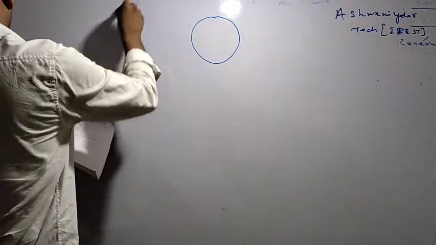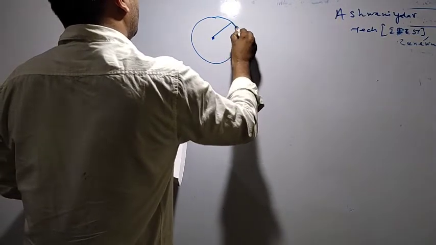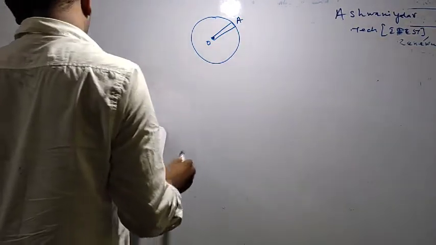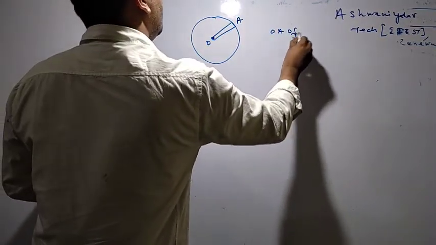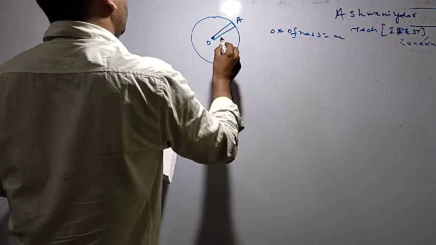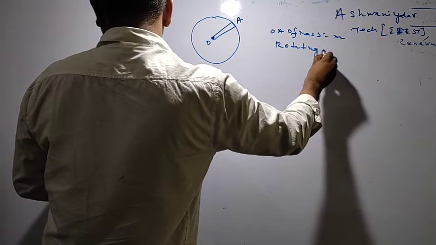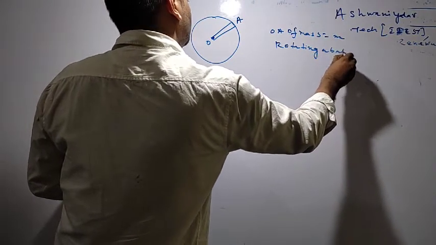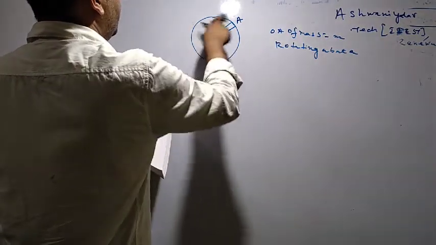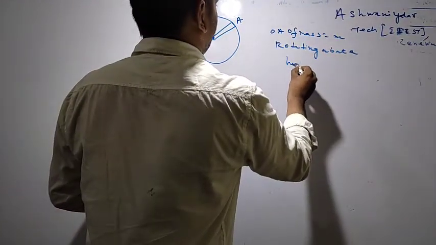Now another example is a conducting rod OA, a rod of mass m. It is rotating about a horizontal axis O. It is rotating like this, about a horizontal axis.